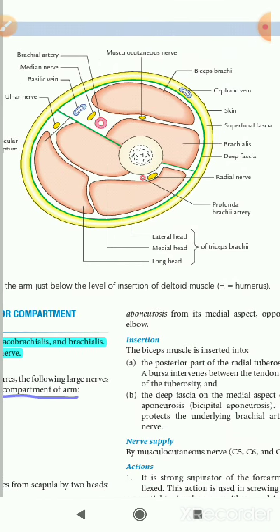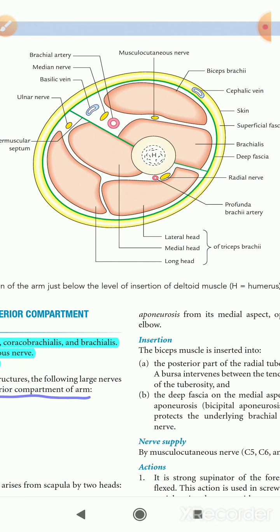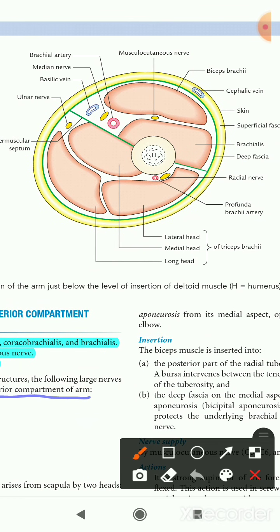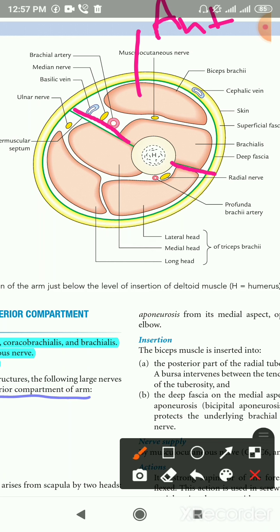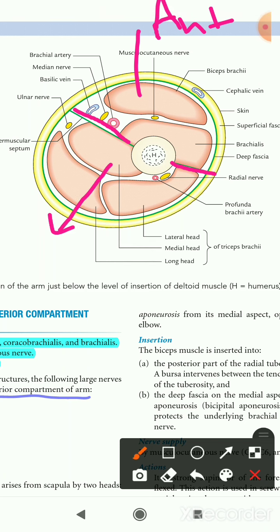Now look at this very nice picture. Here we can see this is the medial intermuscular septum. The greenish structure is the medial intermuscular septum, and this is the lateral intermuscular septum. In front of this septum is the anterior compartment of the arm, and this will be the posterior compartment of the arm.